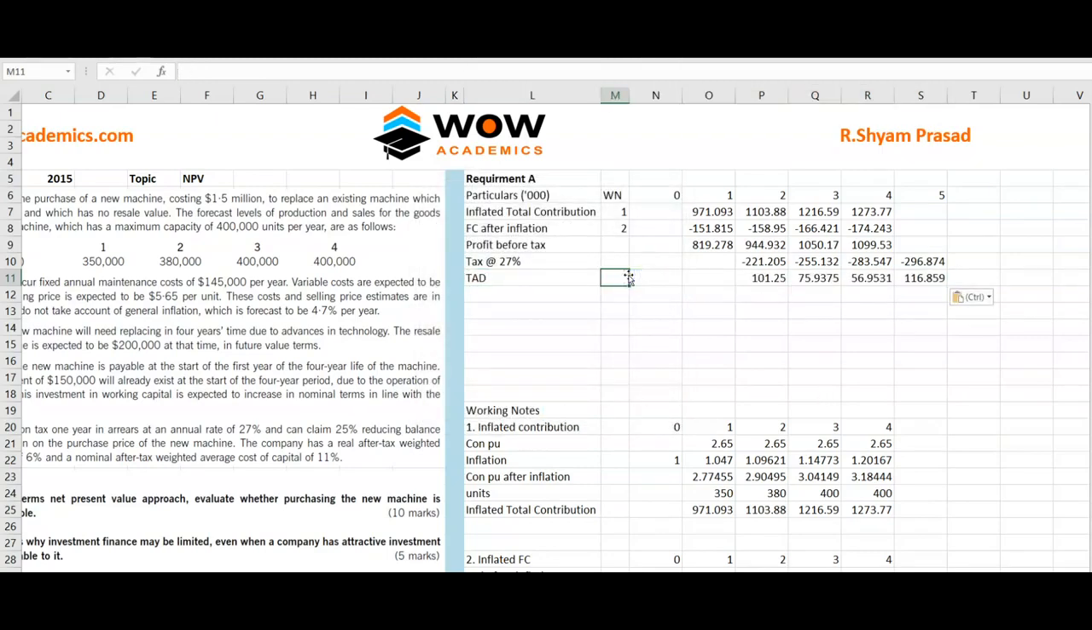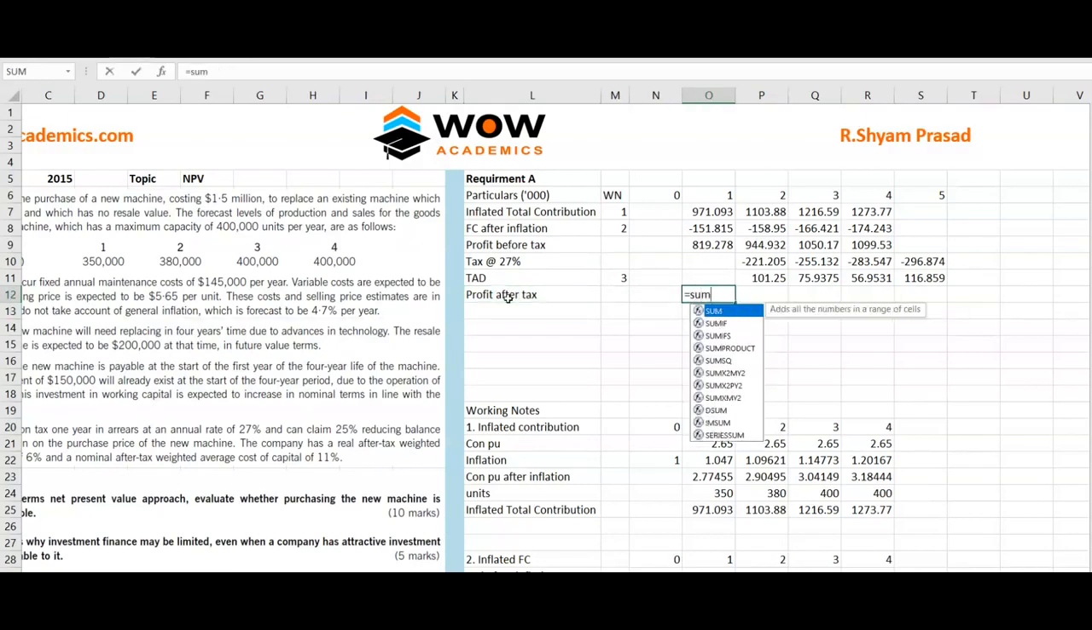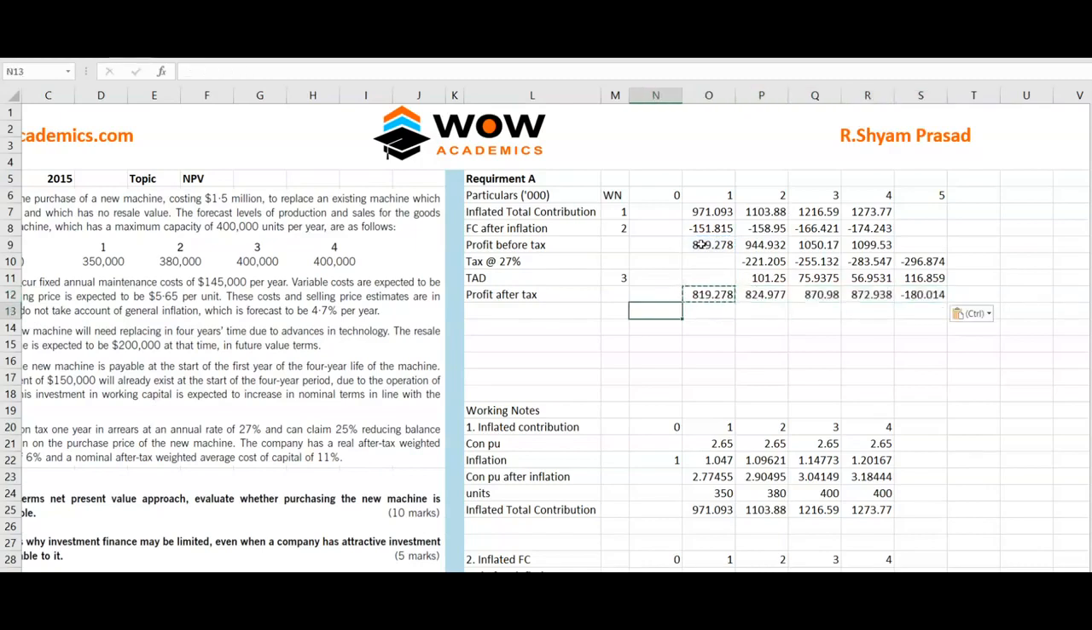So this is working note number 3. So now we can easily find out the profit after depreciation or after tax. So that is a very simple sum. So sum of PBT, tax and tax allowable depreciation. So copy it and do it for 5 years. You got all the numbers.